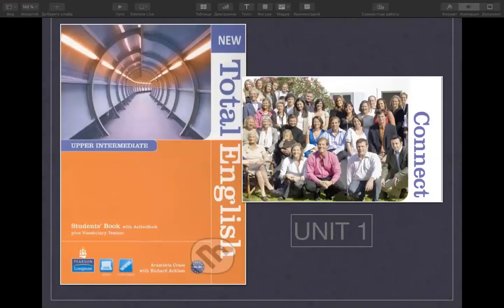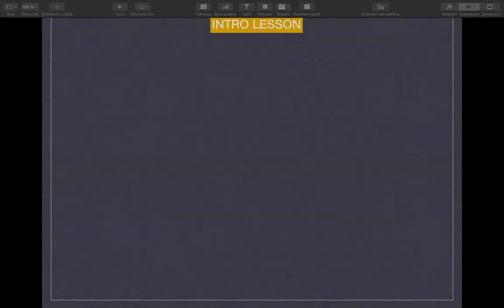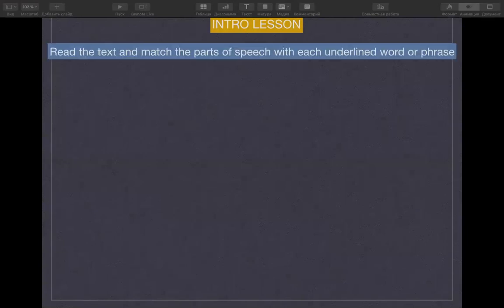Hello everybody, today we're talking on New Total English Upper Intermediate and it is Unit 1 and the subject is Connect. It is an intro lesson, introductory lesson. The first task is to read the text and match the parts of speech with each underlined word or phrase.